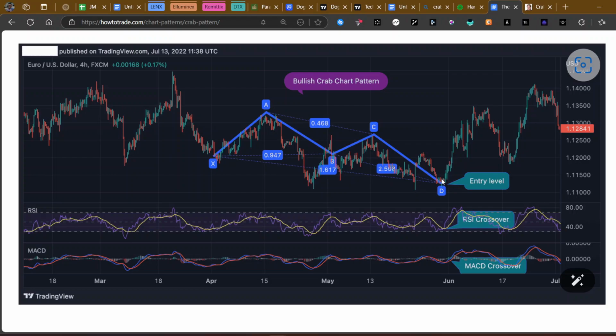Also, remember that no pattern works 100% of the time. While the crab pattern can be incredibly reliable, it's always good to back up your analysis with other indicators and to stay vigilant in monitoring market conditions. And that is a wrap on the crab pattern. This powerful harmonic pattern can help you predict significant market reversals with impressive precision. By understanding its structure, Fibonacci ratios, and how to spot it on your charts, you can use this pattern to time your trades more effectively.